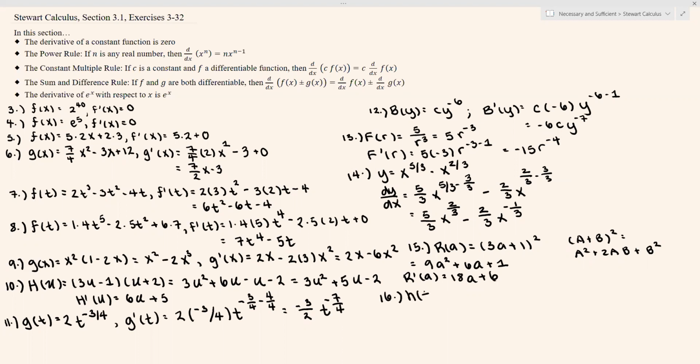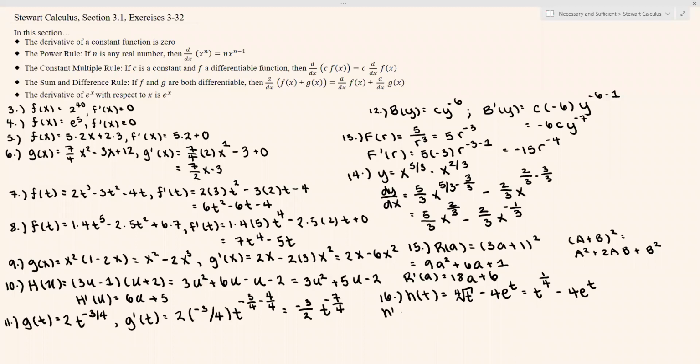I have h of t is equal to the 4th root of t minus 4e to the t. So the first thing I'm going to do is rewrite this 4th root so that I have t to the power 1 over 4 minus 4e to the t.